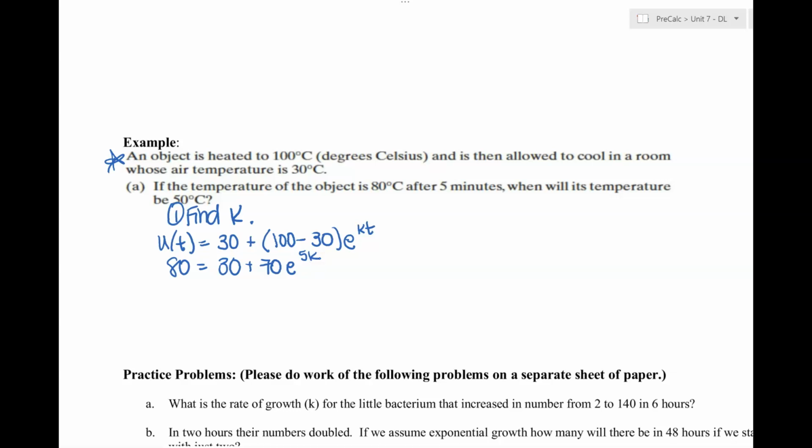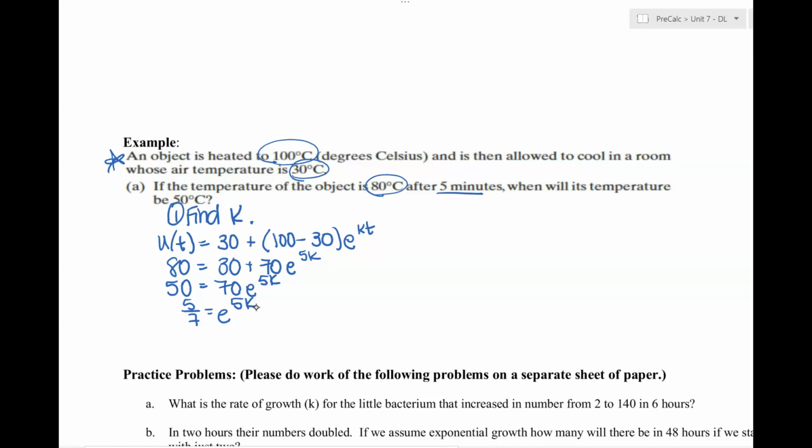We knew that the object was at 100. The room was at 30. It cooled to 80 after 5 minutes. That's how we were able to build the first equation. So then I'm going to subtract 30 from both sides. 50 is equal to 70 times e to the 5k power. Divide both sides by 70. So we get 5 over 7 is equal to e to the 5k power.